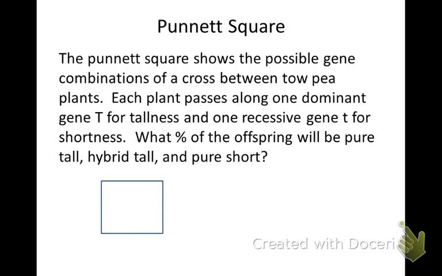Alright, here's an application of this. I don't know if you've talked about Punnett squares in science yet, but they show the possible gene combinations of a cross between, that should be 2 there, pea plants. Each plant passes along one dominant gene, T, which is a capital T for tallness, and one recessive gene, which is a lowercase t, for shortness. What percent of the probability will be offspring will be pure tall, hybrid tall, pure short? So we're going to make, and I don't think I have enough room here, so I'm going to go to the next slide and make a Punnett square.